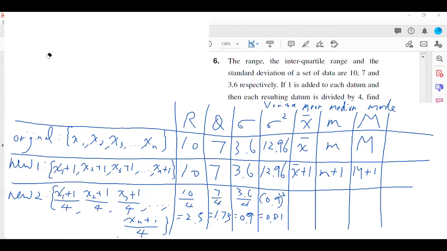That is divided by 4 here. So the new mean will be x bar plus 1 over 4. New median will be small m plus 1 over 4. New mode will be big M plus 1 over 4. Okay? So that is like this.